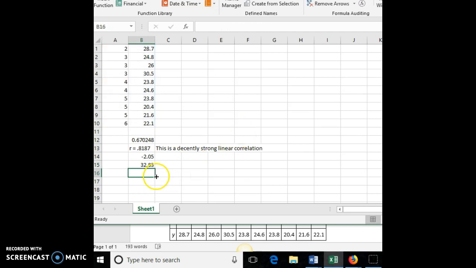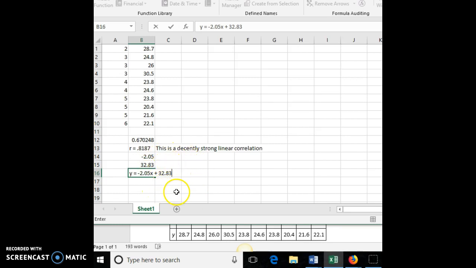And that gives me 32.83. So our equation, y hat, is going to be negative 2.05x plus 32.83. Okay, now we want to graph this thing. All right, now I want you to recall how to graph a line back from algebra.